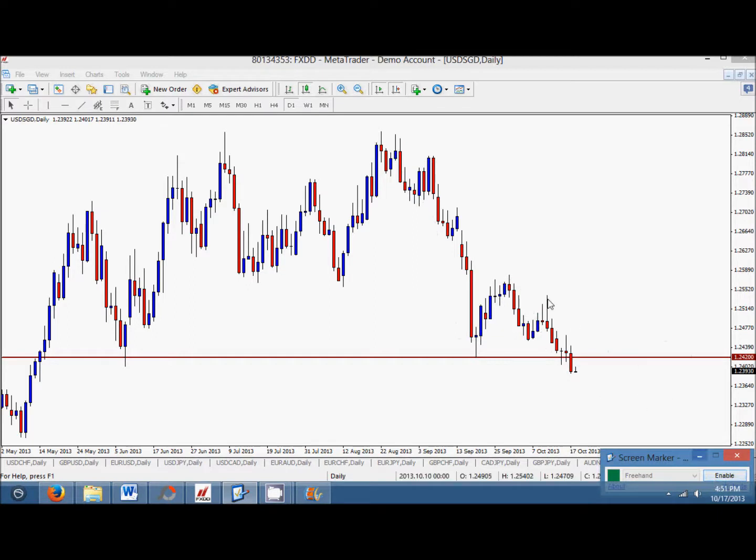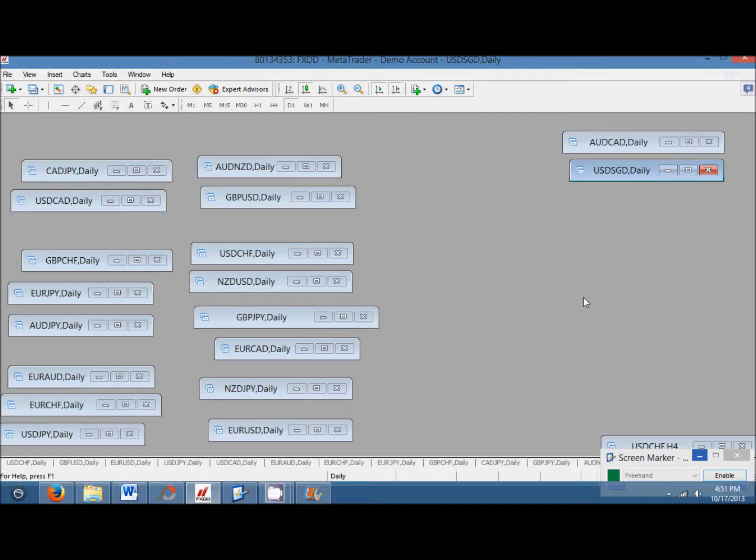So that's all for today's currency spotlight. I just wanted to take a look at those three currency pairs and give you guys something to look forward to and possible trade scenarios that could form.